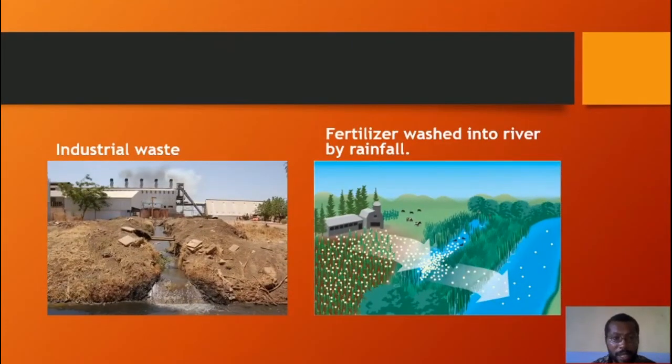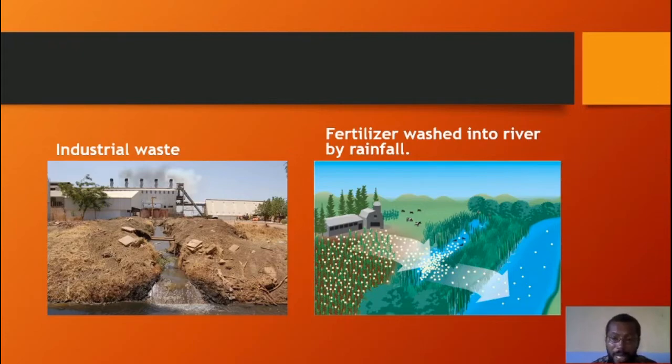Now the next one is industrial waste. Can you see the industry there? Can you see the waste they are discharging into the water? Can you see the channel where the water is flowing and going into the river there? So industrial waste is also a source of water pollution, when they are done using some of the chemicals and so on, and they release it into the water.